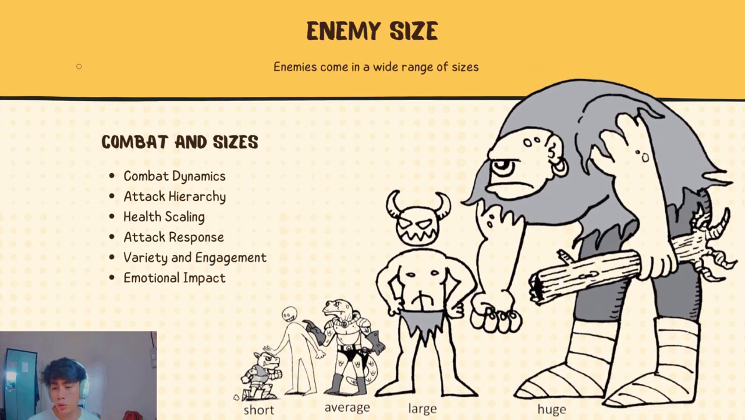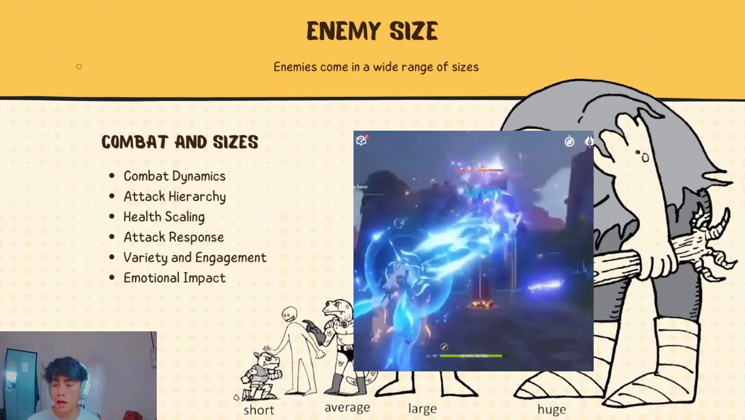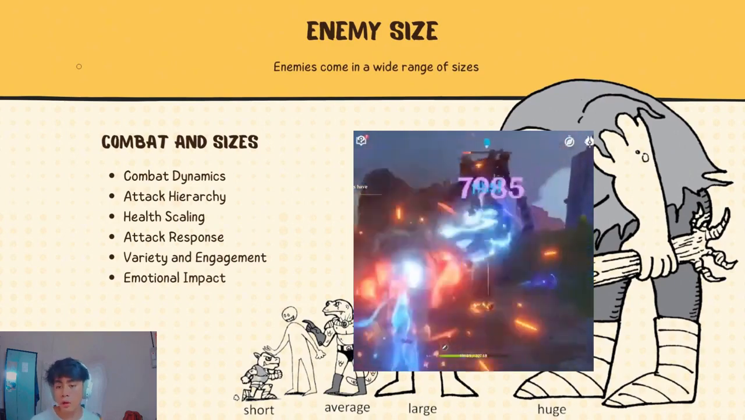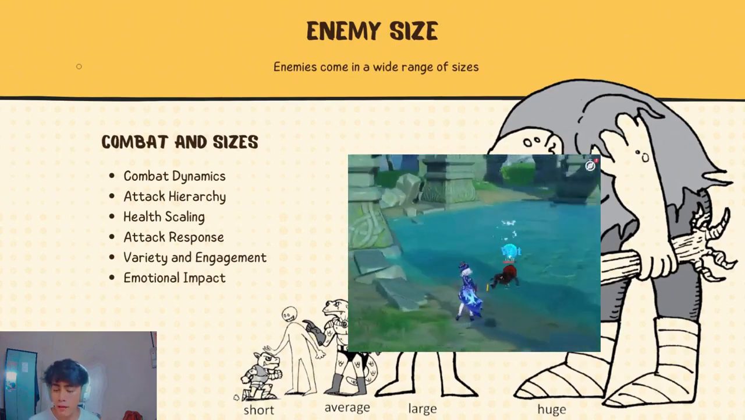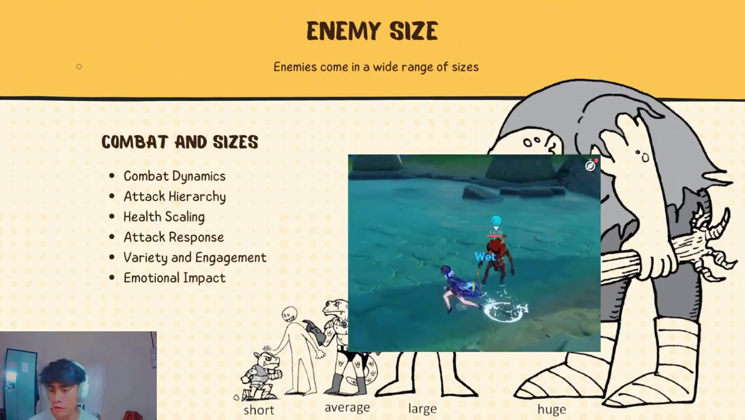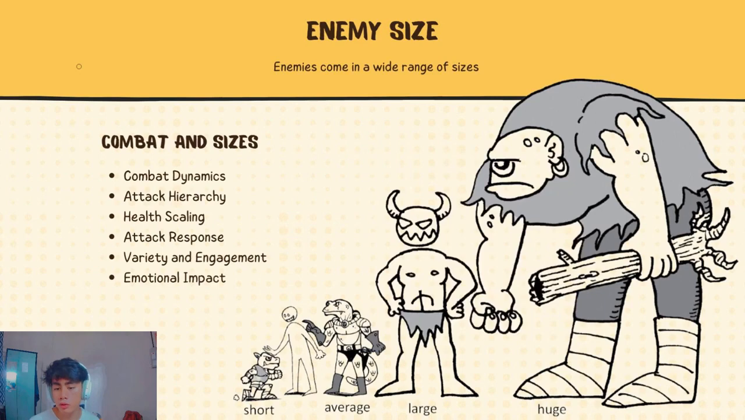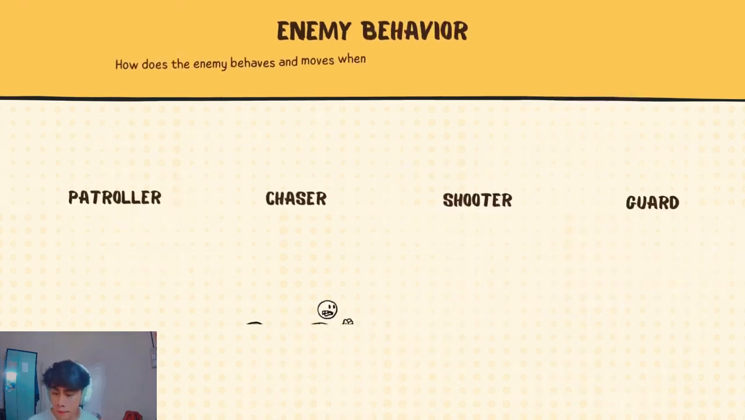Then we also know that enemies come in a wide range of sizes. So how will the wide range of sizes affect the combat dynamics? They will also affect the attack hierarchy and health scaling. So bigger enemies have bigger health, and there is also attack response. Bigger enemies will have a slower response, or they will have a knockback that will be hard for the player to push them. And there will also be variety and engagement, and there is also the emotional impact.